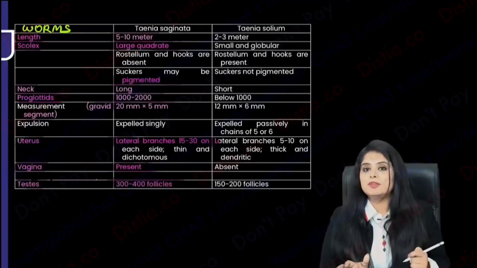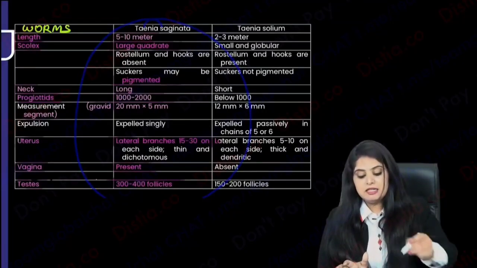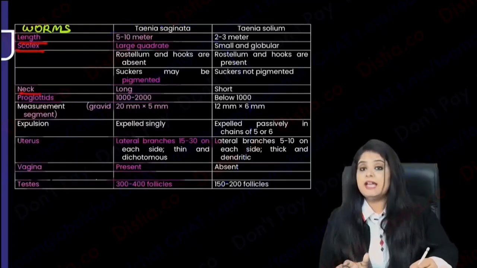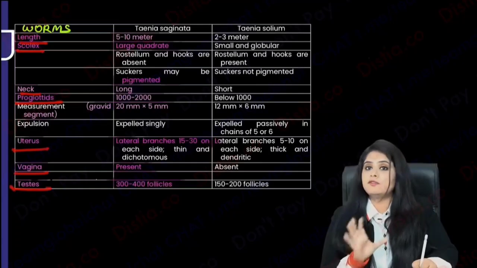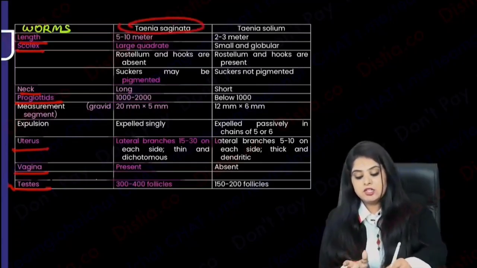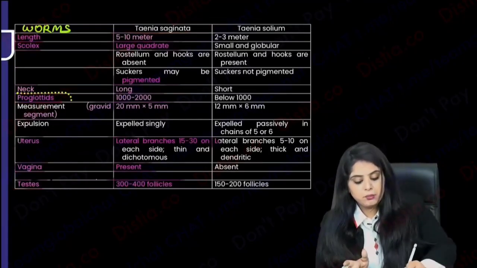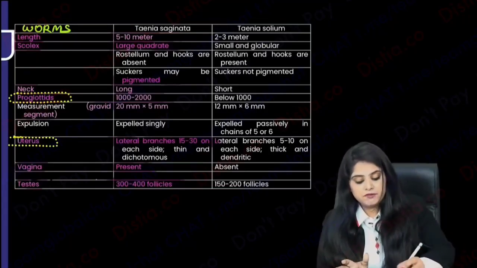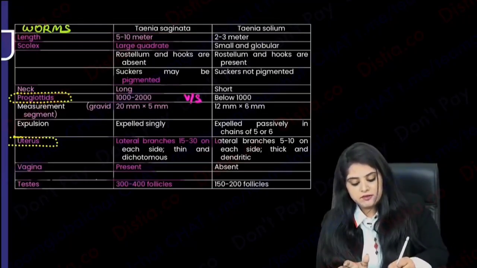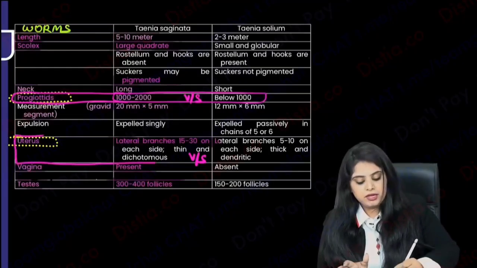Is this a tough table? Because you don't have to learn the numbers. You just have to know that everything in excess, be it the length, the size of the scolex, the size of the neck, proglottids, uterine branches, the size of the vagina, presence of testicular follicles, everything is more in saginata. But you will say, ma'am, if I have an MCQ and they say pick the most important, so proglottids and uterine branches, don't memorize the numbers. Just know that to differentiate between Taenia saginata and Taenia solium, we always prefer to take up this number 1 proglottid story and this number 2 uterine branches story.